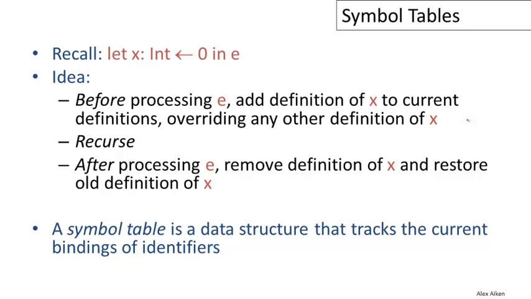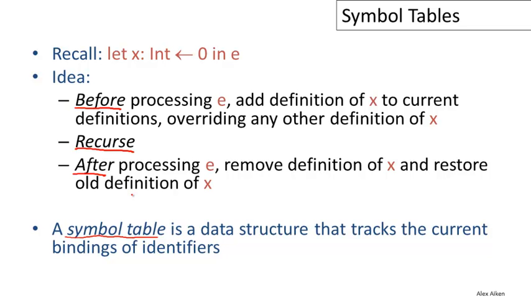So in the terminology of the three-part algorithm for a recursive descent that we had on the first slide, what are we doing here? Well, before we process E, we're going to add the definition of X to our list of current definitions, overriding any other definition of X that might have been visible outside of the let expression. Then we're going to recurse. We're going to process all of the abstract syntax tree nodes in the body of the let inside of E. And after we finish processing E, we're going to remove the definition of X and restore whatever old definition of X we had. And a symbol table is just a data structure that accomplishes these things.